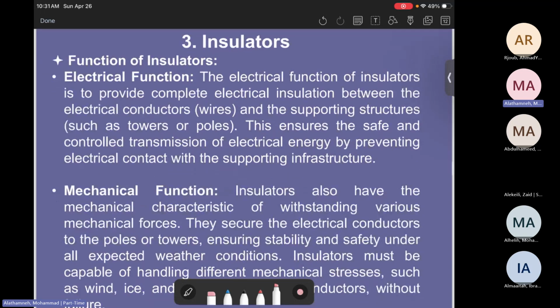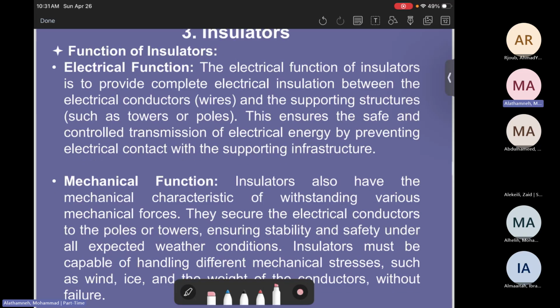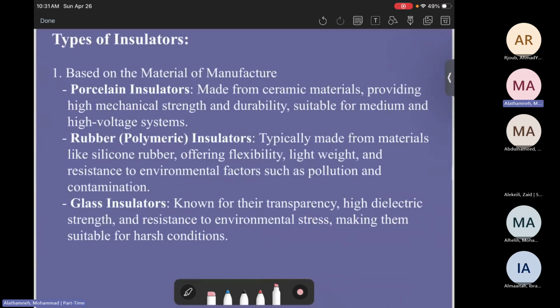Now, let's talk about the insulators. We already mentioned the insulators before in the high voltage. We mentioned the insulators' function. There are two functions: the electrical function and the mechanical function. The electrical function is to insulate between the conductors and the poles, while the mechanical function is to carry the conductors and handle the mechanical force.